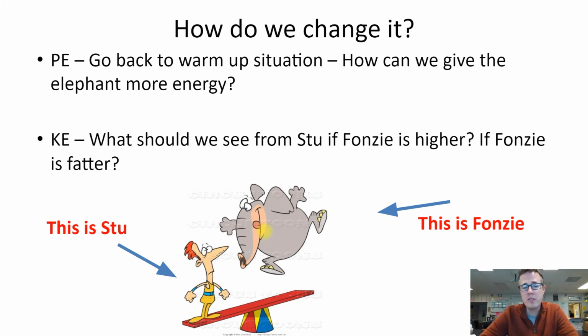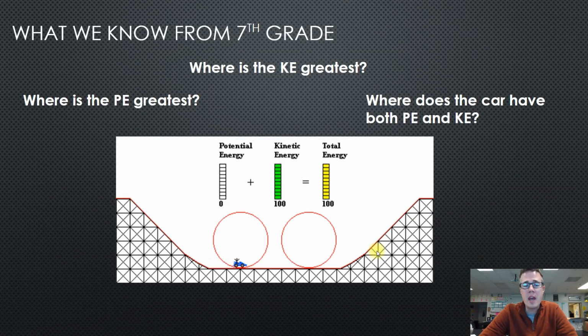When it gets transferred into Stu, if Stu was really heavy also, he might have the same amount of energy as he goes flying away. But if we want him to go fast, we want him to be tiny. So Fonzie is big and fast so that Stu can be little and also fast as he goes flying off of the teeter-totter. Now we're about to get into the calculations.